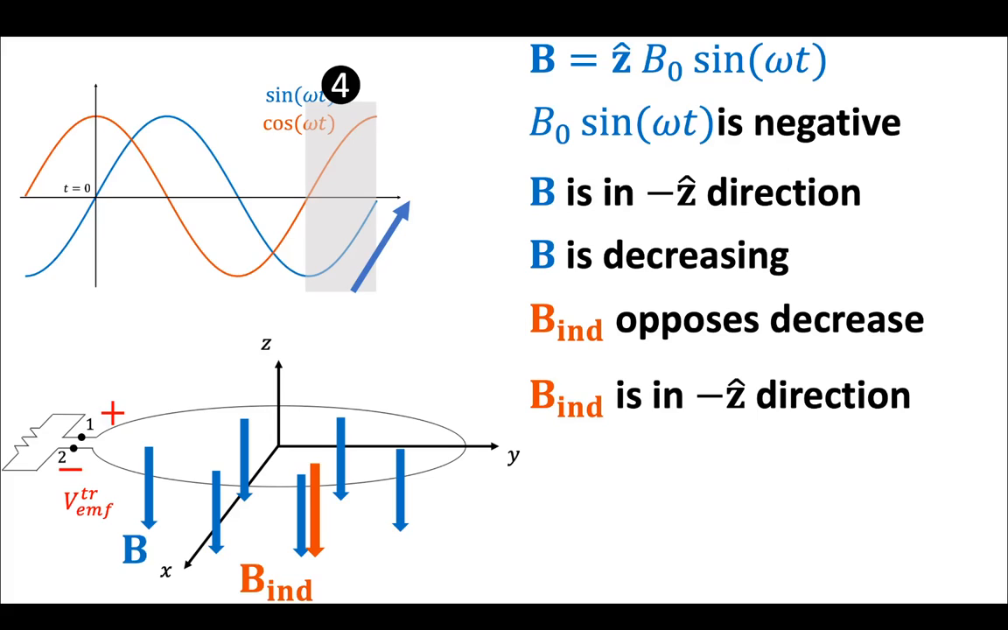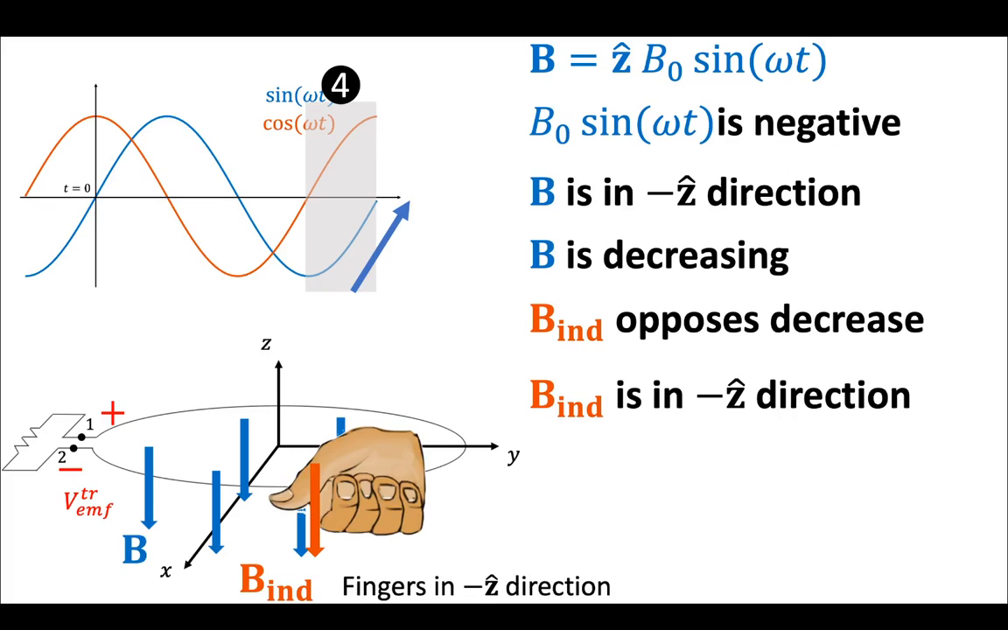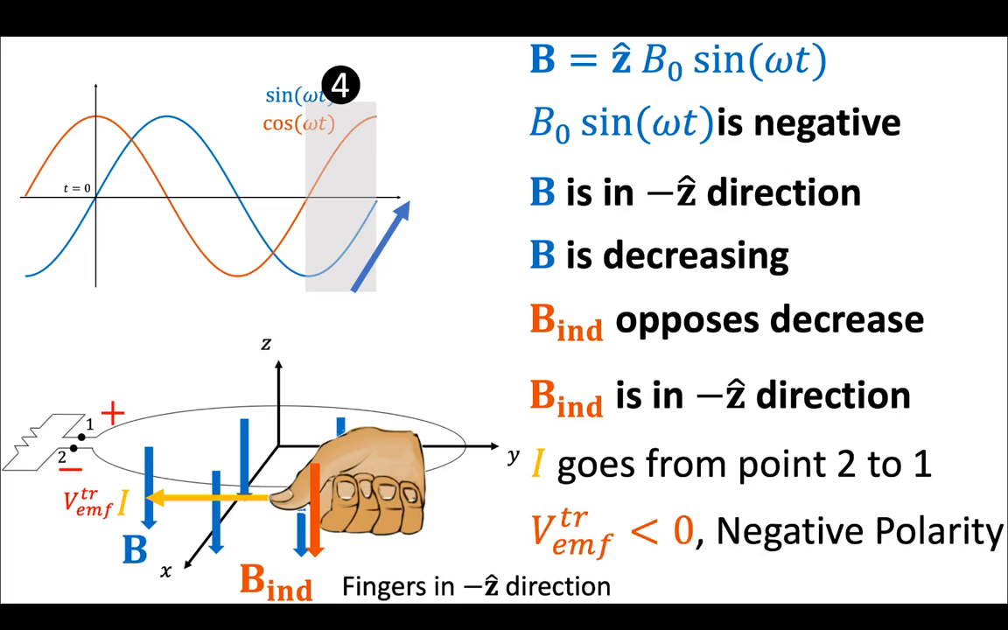Now, if we put our right hand there on the loop, our fingers pointed in the minus z direction, just like this, we can see that our thumb is going to show us the direction of the current. And the direction of the current is going to go from 2 to 1. So from the minus to the positive. And because of that, that means that the transformer voltage in this case is going to be less than 0. It's going to be negative polarity. The current is flowing from the minus to the positive.